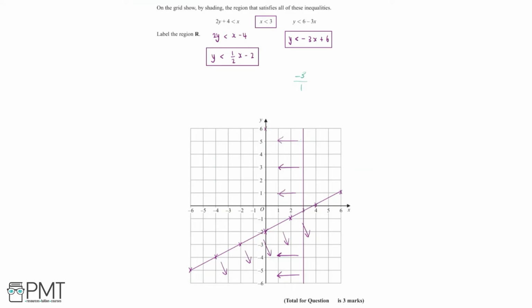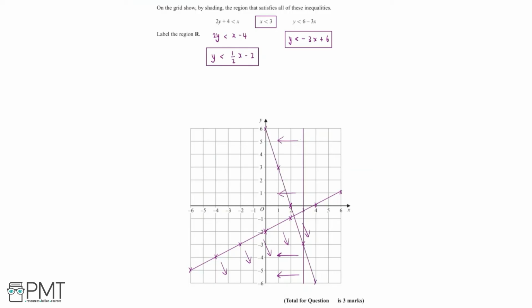And so if the gradient is equal to the change in y divided by the change in x, we can say that the change in y is equal to minus 3, and the change in x is equal to 1. If we have a change in y of minus 3, we're going to go 3 spaces downwards. And if we have a change in x of 1, we're going to go 1 space to the right. And so we can mark this point on our graph. And now that we've marked this point over here, we can apply the same principle in order to draw the rest of the points on this line. Now we can join these points together to draw our line.